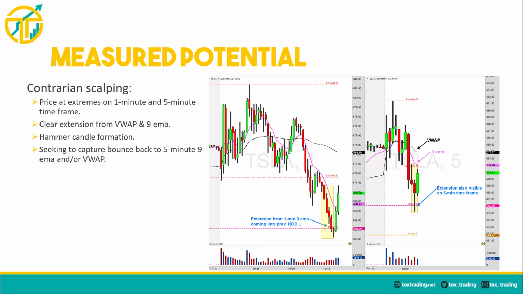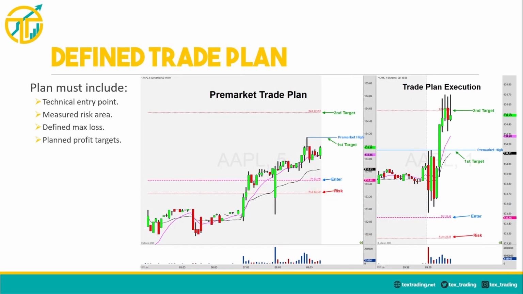In this example, Tesla sold off with speed and distance into the prior day's high. You can see a visible extension from the 1-minute 9 EMA on the left side and the 5-minute 9 EMA on the right side. This extension with multiple time frames into a key technical level is ideal. The third criteria is a defined plan for how and when you'll enter the trade, cut it for a loss, or take profits.